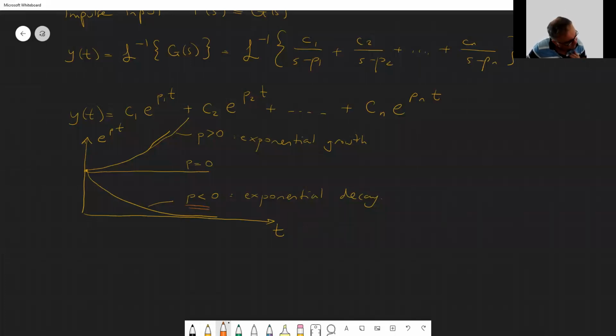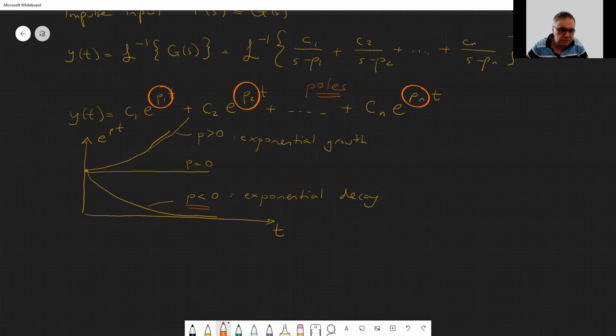This is something we want from your system, because remember that these p1, p2 to pn are the poles of the system, okay? And these poles determine the character of the response. So think about it. What happens if one of the poles has an exponential growth? All the others decay, but one of them grows. The system response is going to grow up, okay? It is going to be unstable.